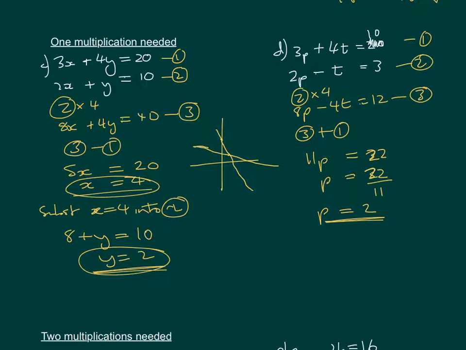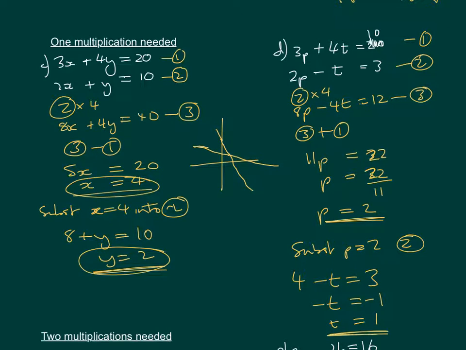And then if we substitute that into one of the equations, let's substitute it into equation 2. Even though it's got a negative in it, you can just try and deal with that. So 2 times 2 is 4, minus t equals 3. Subtract 4 from both sides, minus t equals minus 1. Multiply both sides by minus 1, t equals 1.